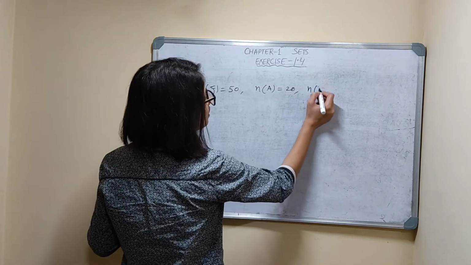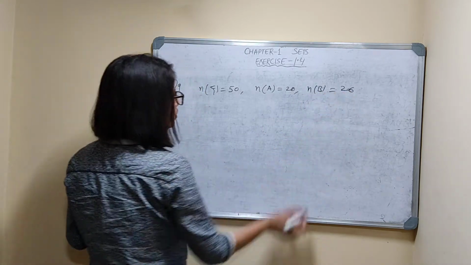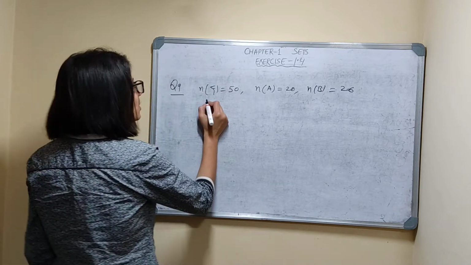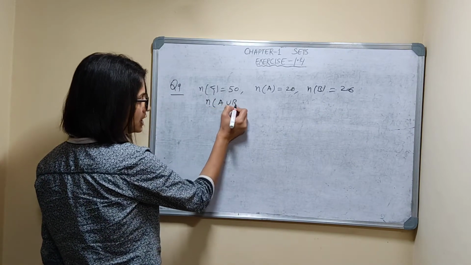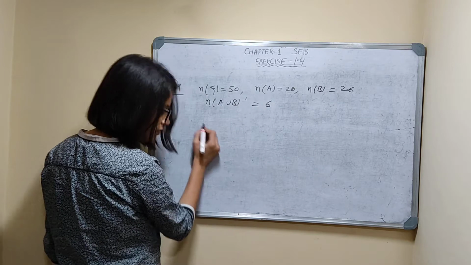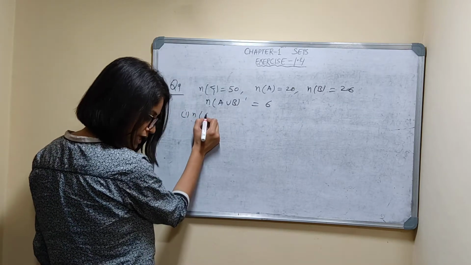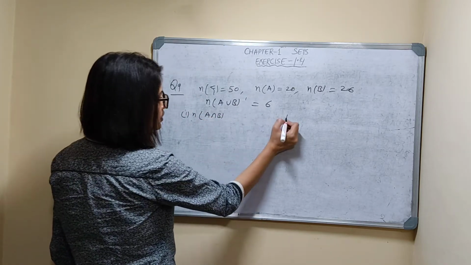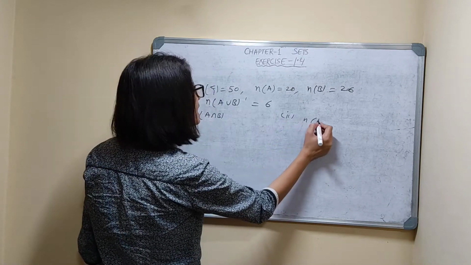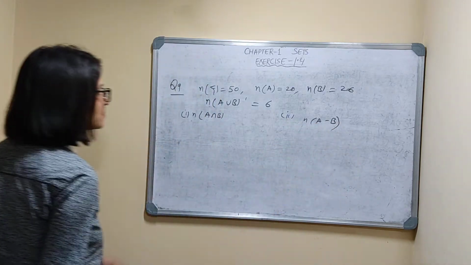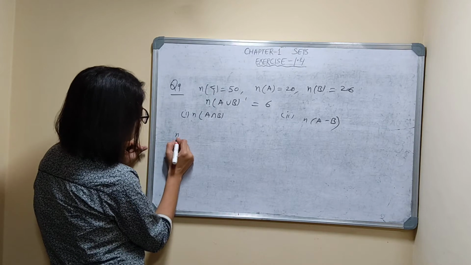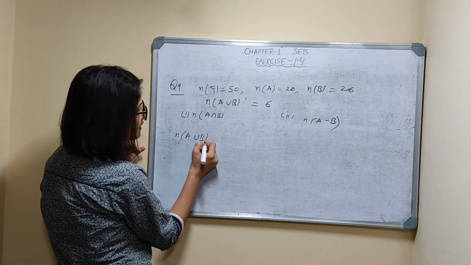N of B is equal to 26, n of A union B whole dash is equal to 6. You have to find first n of A intersection B. Second, you have to find n of A minus B. So first let's see n of A union B whole dash is given. That is how much? 6.